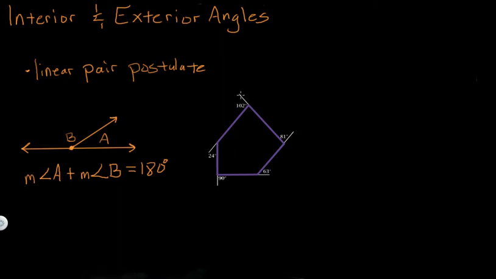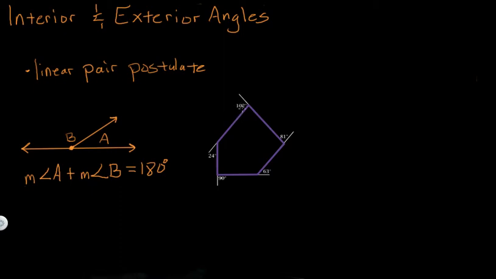So if we can imagine this white line is not a part of the pentagon, but we can imagine it extending out, giving us our 102-degree angle, this is a linear pair. So we have an angle here and we have an angle here. And based on our linear pair postulate, we know that the linear pair has to add up to 180 degrees.